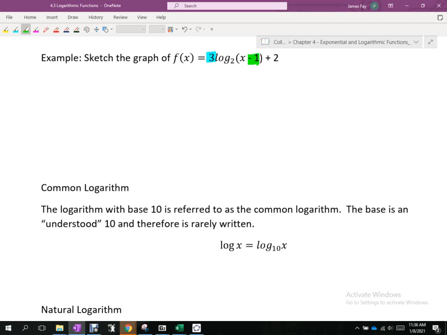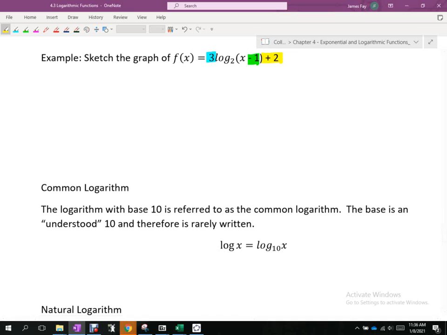If I add 2 to the whole thing, okay, what does that do? Okay, that's a vertical shift moving it up 2 units, okay? So what did I not highlight there? Log base 2 of x, right?